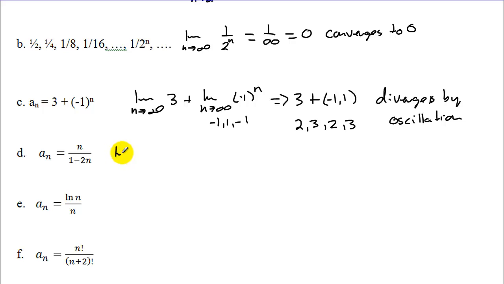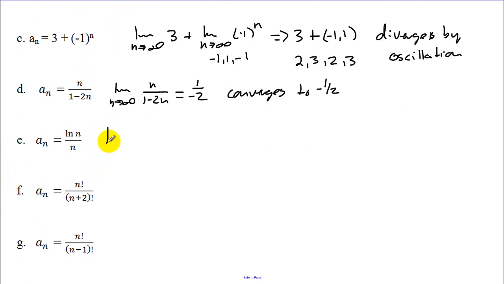In letter D, we have the limit as n approaches infinity of n over 1 minus 2 to the n. This is ending behavior. So we have just 1 over negative 2. So this one converges to negative 1/2.